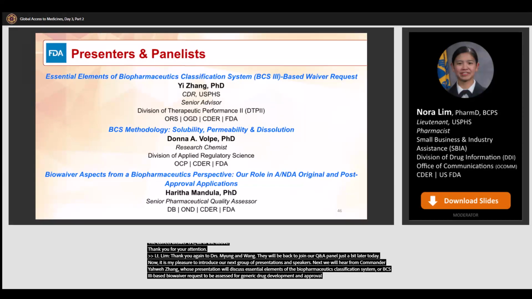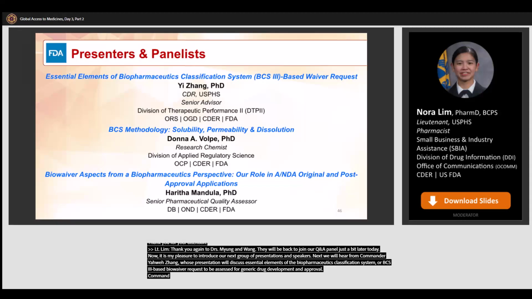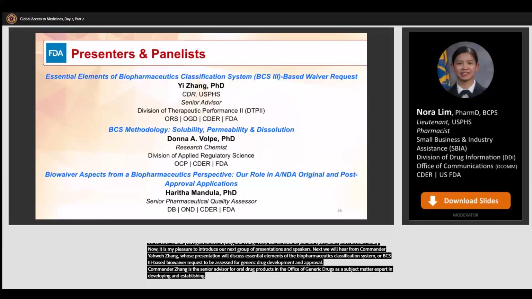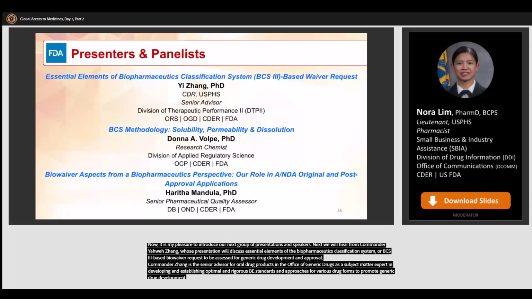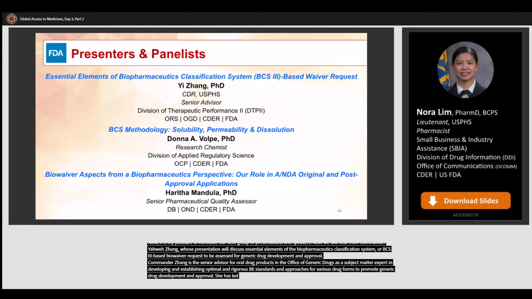Commander Zhang is the Senior Advisor for Oral Drug Products in the Office of Generic Drugs as a subject matter expert in developing and establishing optimal and rigorous BE standards and approaches for various drug dosage forms to promote generic drug development and approval. She has led multiple teams in the Office of Research and Standards.